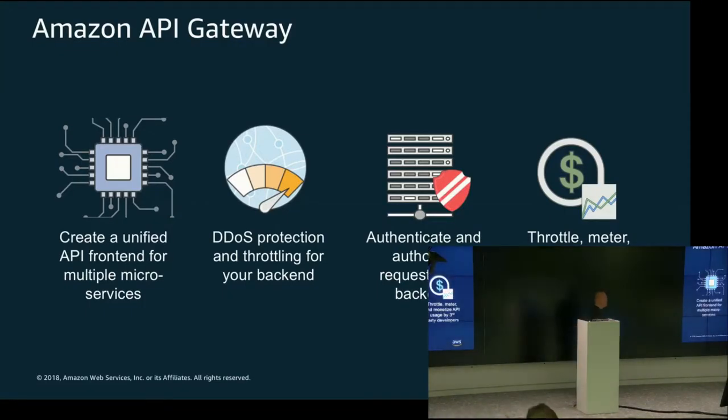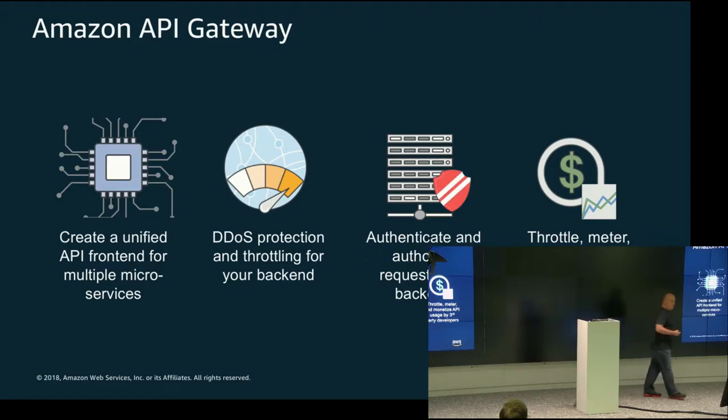Before we go to the demo, I need to mention one more service that is also completely serverless, and it's used many times in conjunction with Lambda. It's called API Gateway. API Gateway allows you to create a unified API front end for your applications. It has built-in DDoS protection and can also do throttling. If you set up some limit, how many calls per minute, per second, someone can make, you can set up this throttling. You can integrate this with authentication and authorization with a service like Cognito. Again, I will show you in the demo later on today. And you can meter, monetize API calls, and so on.